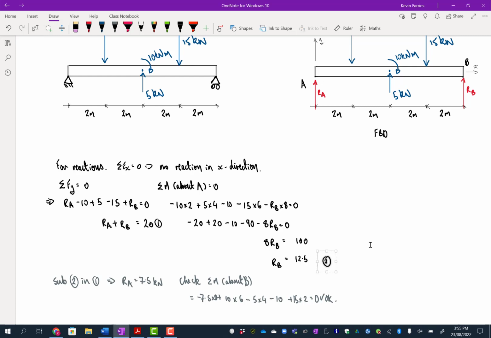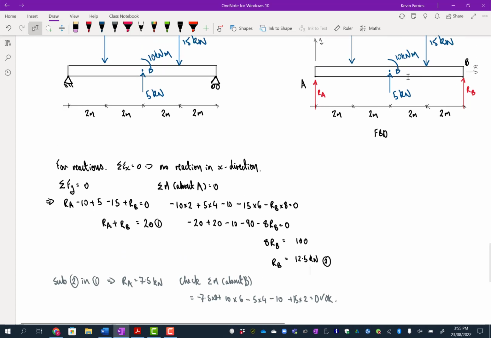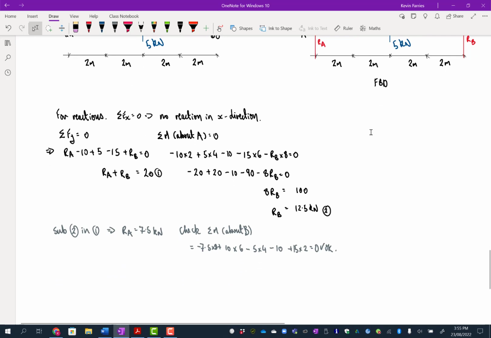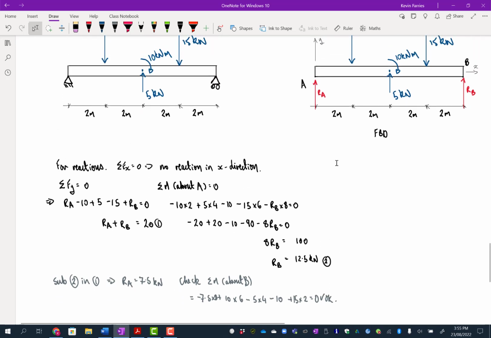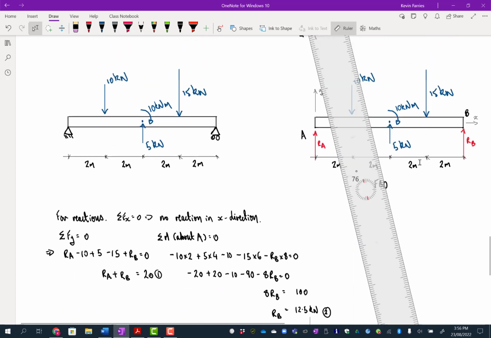So let's stick them in now. Kilonewtons, and that lets you figure out RA because you can take this and stick it into that one. So RA is 7.5 kilonewtons. And then I'm just checking it by checking the moments about B. So figure out all the moments about B, check it all adds up to 0. And I actually made a couple of mistakes, so I fixed them. But it's only because of doing this check that you find those little mistakes. Should really underline my free body diagram.